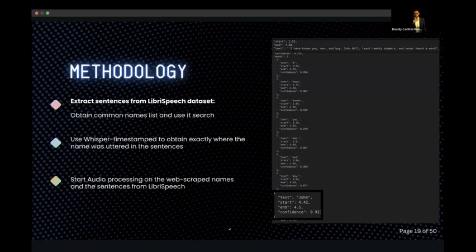So a deeper dive into our methodology. We start by extracting the sentences from LibriSpeech that contain a name. We do this by searching through the dataset with a common names list. Then we use Whisper timestamps to obtain exactly where the name was uttered in the sentence. Now we have all the information we need to start audio processing.